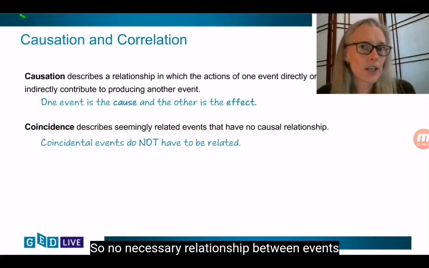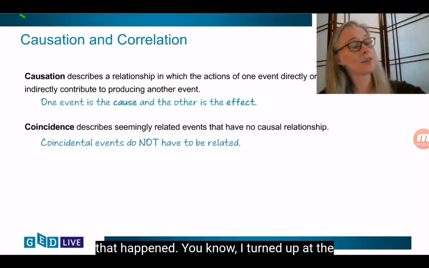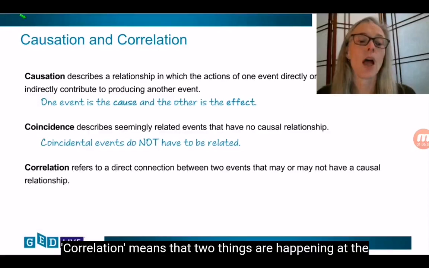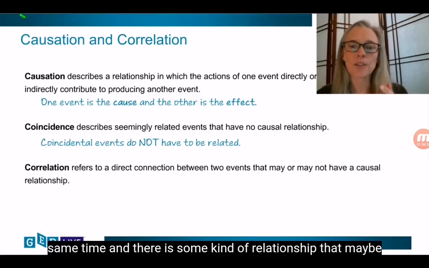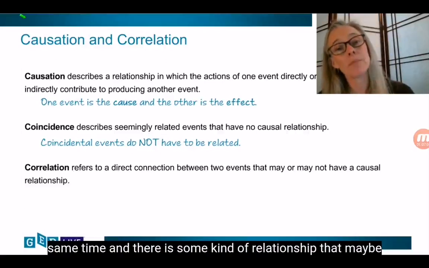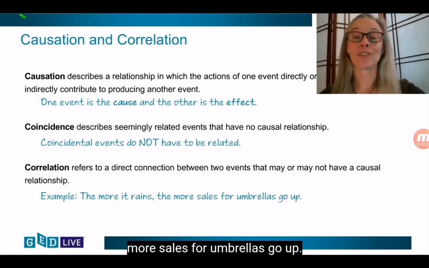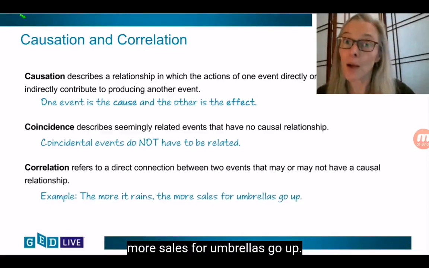So there's no necessary relationship between events that happen. I turned up at the supermarket, she turned up at the supermarket. Right? Correlation means that two things are happening at the same time and there is some kind of relationship that may be causal. So for instance, the more it rains, the more sales for umbrellas go up.